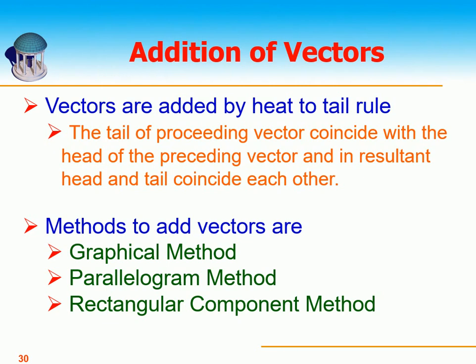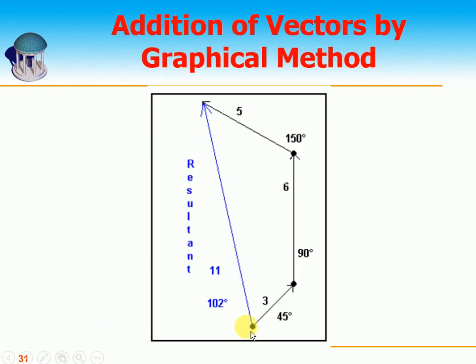In the graphical method, what we do, first of all, we use a proper scale, right? And then we draw each vector one by one. For example, if you see, this vector has a magnitude of 3, this vector has a magnitude of 6, this vector has a magnitude of 5. The first vector has a magnitude of 3, making an angle of 45 degrees.